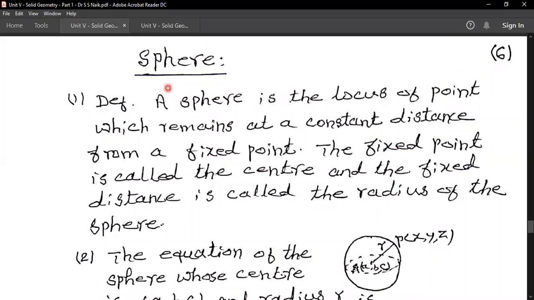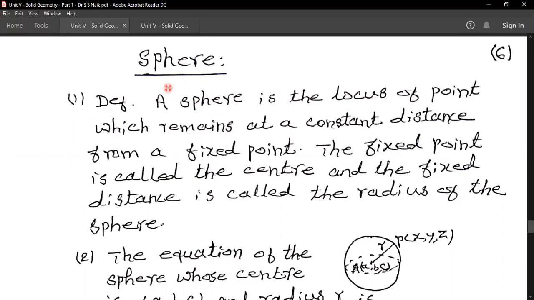Hello students, in the last lecture I discussed the coordinate system, that is, solid geometry, where we discussed the three coordinates: the Cartesian coordinate, the spherical polar coordinate, and the cylindrical coordinate. The next part we will discuss is the sphere.